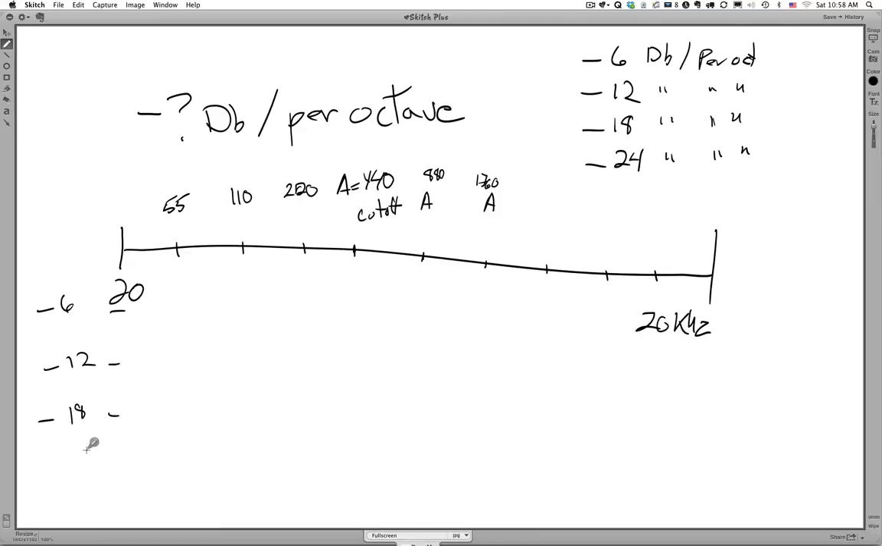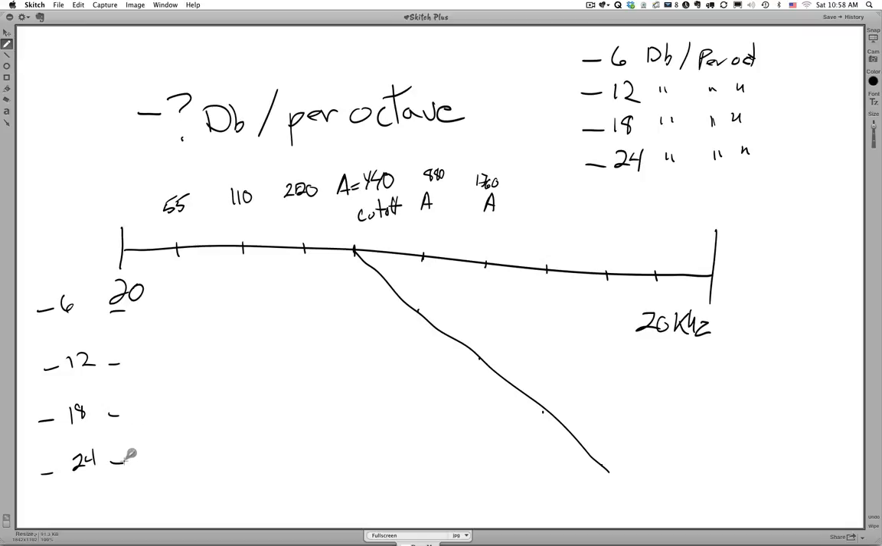I know this isn't a very accurate scale, but I'm trying to make it accurate enough so you understand the concept. If we're going to plot a 6 dB per octave slope, we're going to go one octave up, we're going to drop 6 dB. So there's our point. Next octave up, we're going to drop another 6 dB. The next point, another octave up, another 6 dB, another octave, and another 6 dB. So that is the slope of our filter, a 6 decibel per octave filter slope.